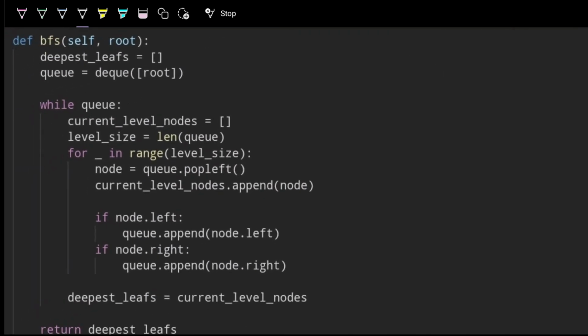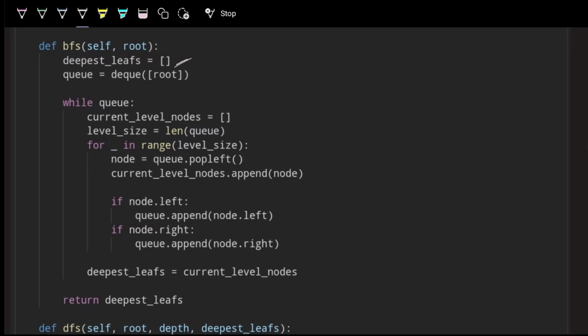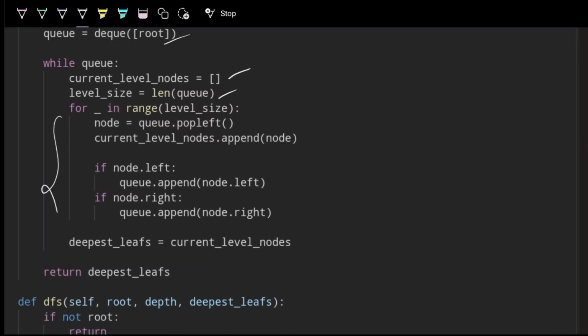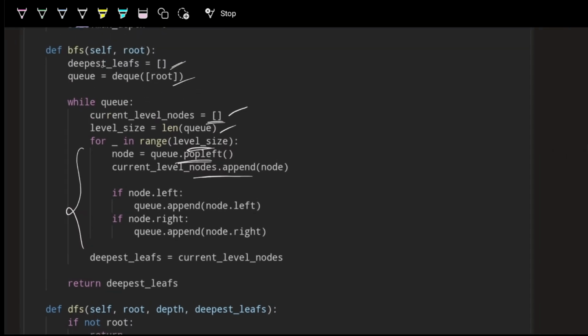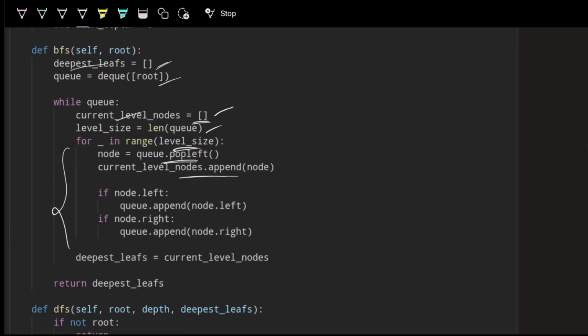This is my BFS. I told you I have to return a list at last, so this is the deepest leaves, that will be my final answer. I am taking the queue and putting the root into it. I am taking the current level nodes as a list and the level size. We run a for loop for the level size. I take out the node from the queue and append it into the current level nodes. After every level I set deepest leaves equal to the current level nodes, and that is what I am doing here.